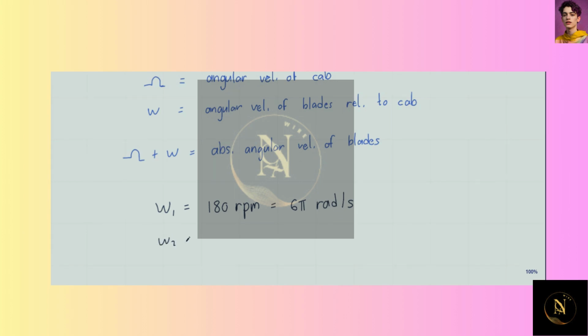Omega 2 in state 2 is 240 RPM. Remember, one revolution has 2 pi radians and 1 minute has 60 seconds. So the rotation of the blades increases to 240 revs per minute, which works out to 8 pi radians per second.